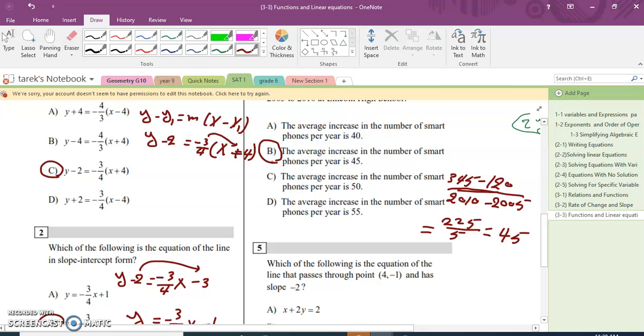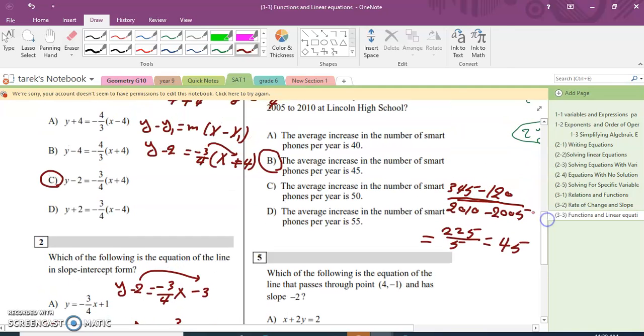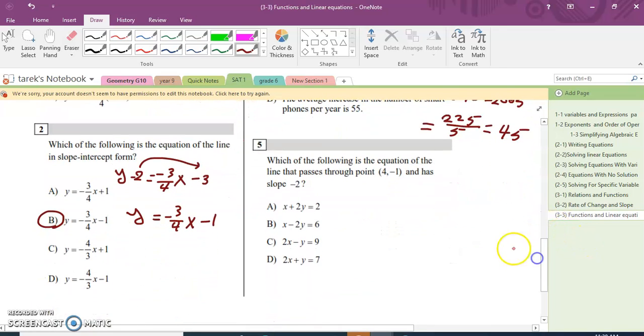The average increase in the number of smartphones per year means it is considered that the number increases 45 every year. This is called the average rate of change. Again, the average rate of change is the difference of the increase over the period of time.